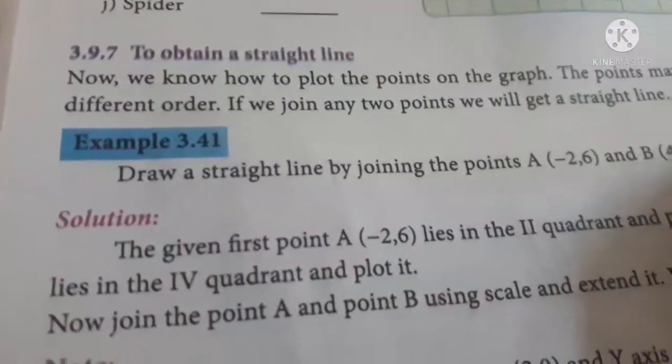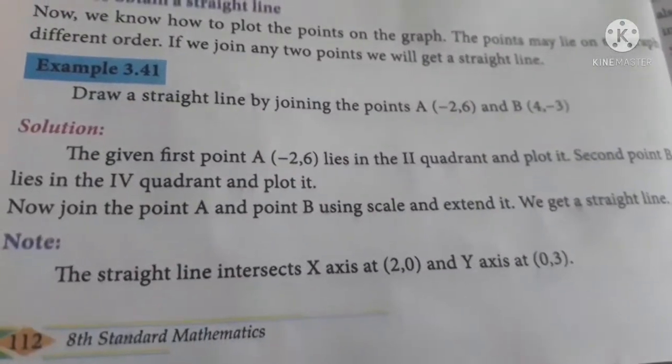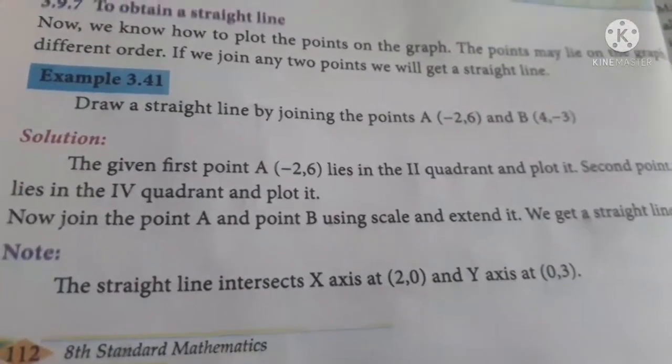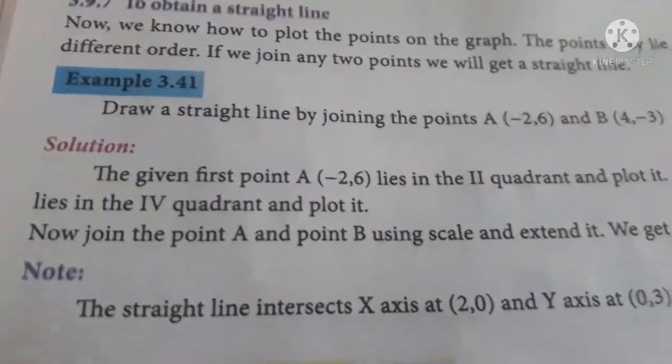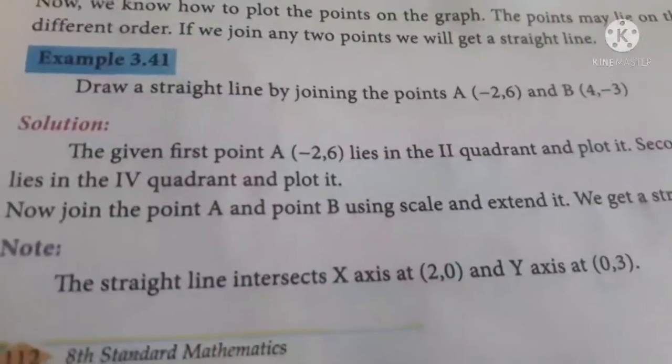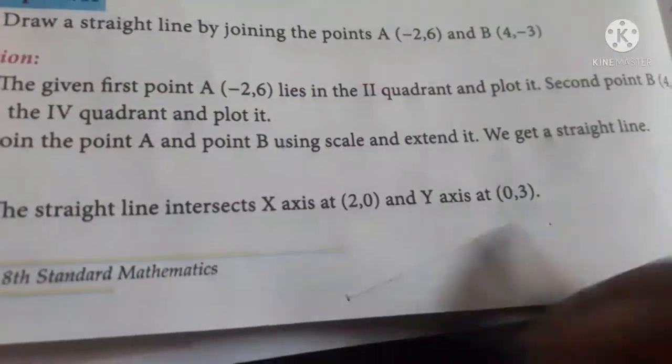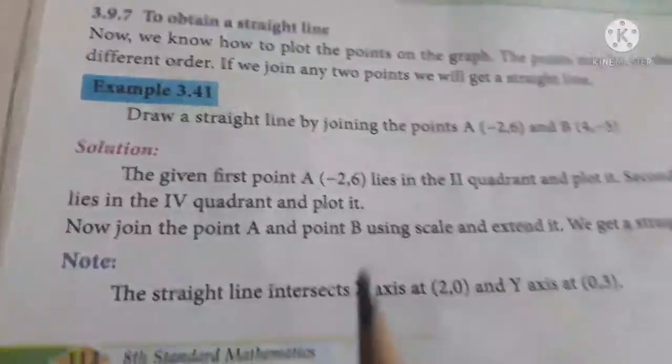Now, let us see how to obtain a straight line. Okay. See, an example is given. Draw a straight line by joining points A (minus 2 comma 6) and B (4 comma minus 3). Okay. So you are given 2 points, 2 random points will be given. You have to draw a straight line for that. Okay. Very easy. First, the solution.